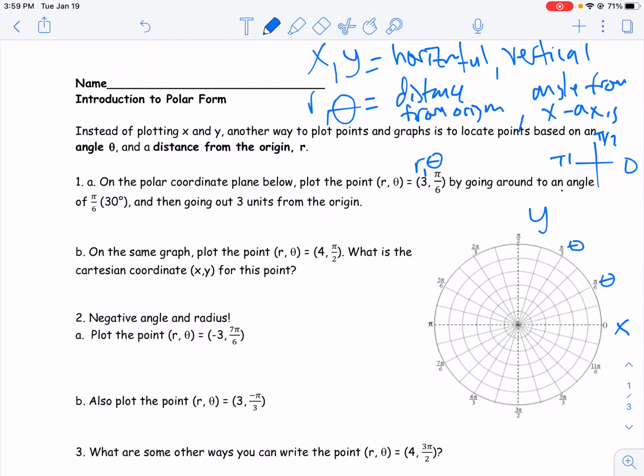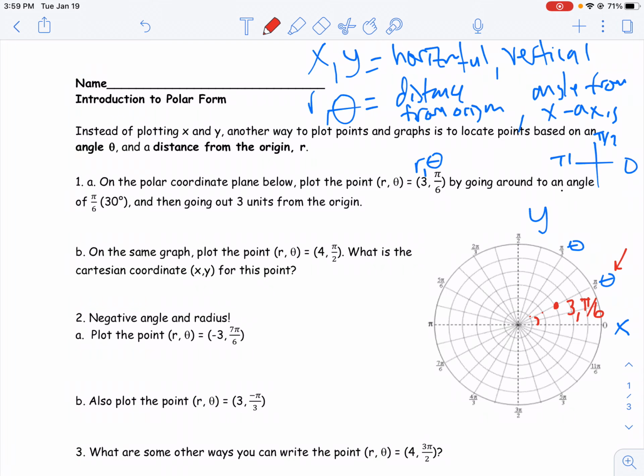All right, so let's say we plot the point 3 comma pi over 6. The first thing you want to do is go out to the angle. You say, okay, I'm going to go out to the angle pi over 6, so there's my angle, and then I'm going to go out 1, 2, 3 units along there. So right there, that red dot, that's the point 3 comma pi over 6. Notice I just went out to the angle pi over 6, and then I marched out 3 units from there to get to that point.